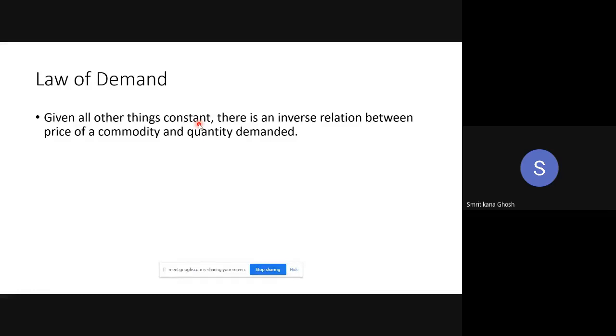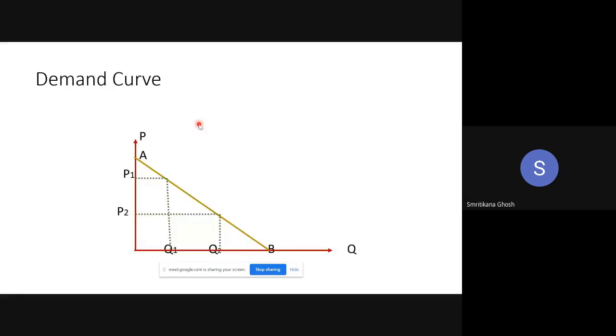So look, the law of demand is very much realistic. It is not difficult to remember, because if you just go through daily life and look around, you can easily find a lot of examples of the law of demand. Now, given that law of demand, this is the demand curve.